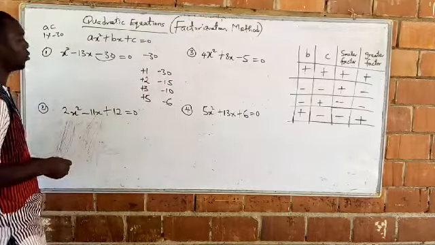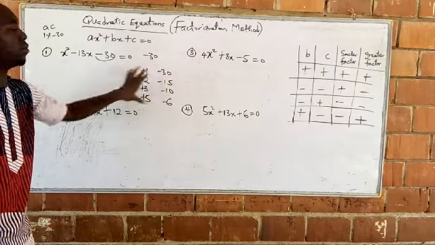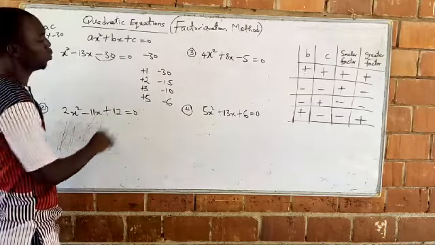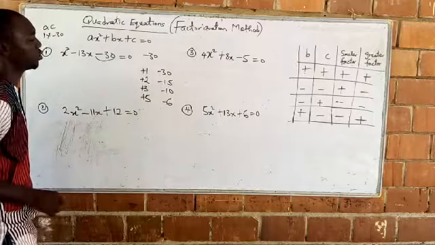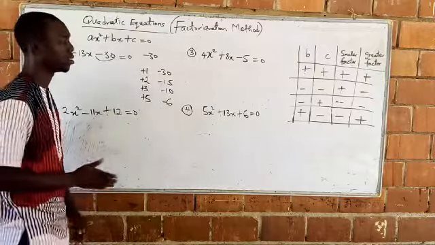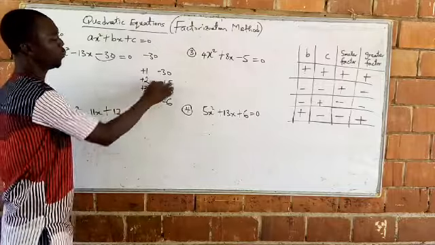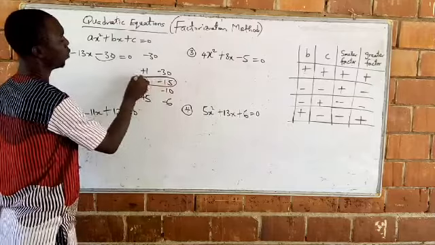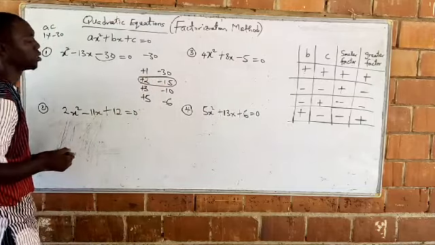Negative. So if you look at these pairs very well, which of them can give us minus 13? Which of these pairs will give us minus 13? 1 minus 30 is minus 29. 2 minus 15, that is minus 13. So we are going to use plus 2 and minus 15.